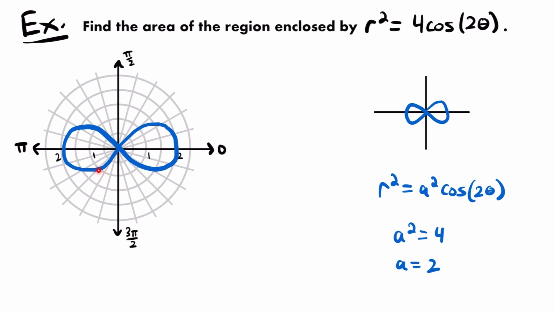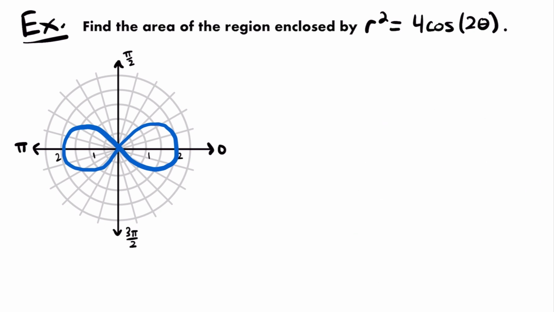Okay, so this is our graph, and so what we want to do is calculate the area enclosed by that graph, or enclosed by that polar curve. And so that area will be the area in both of these loops. All right, now what's important to realize here is that there's a lot of symmetry going on with this polar curve. And we're going to take advantage of that when we set up our definite integral.